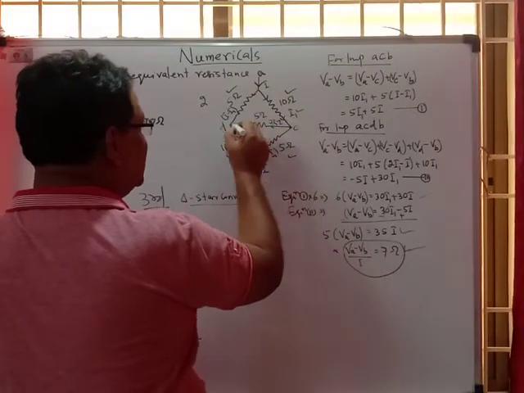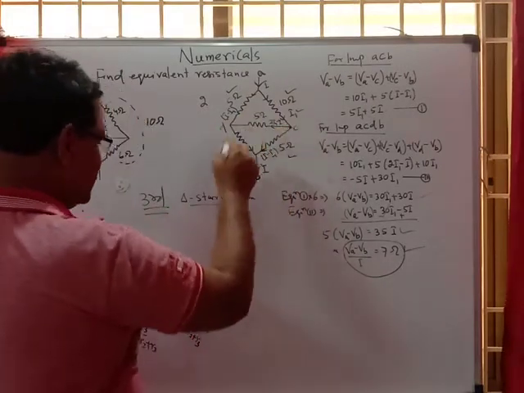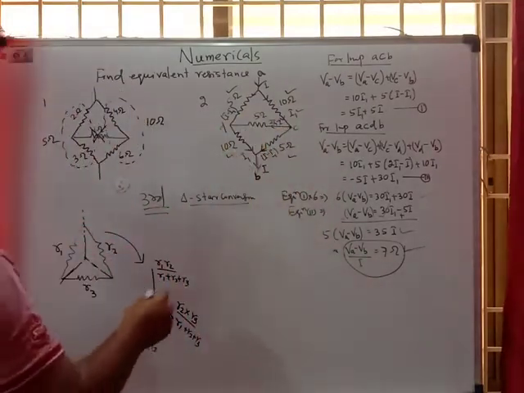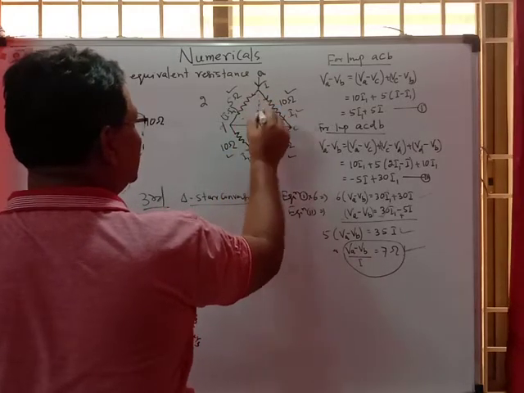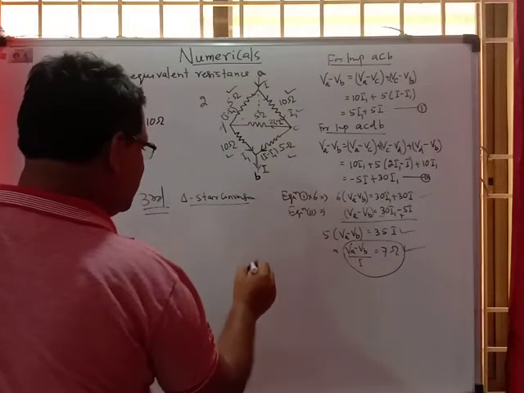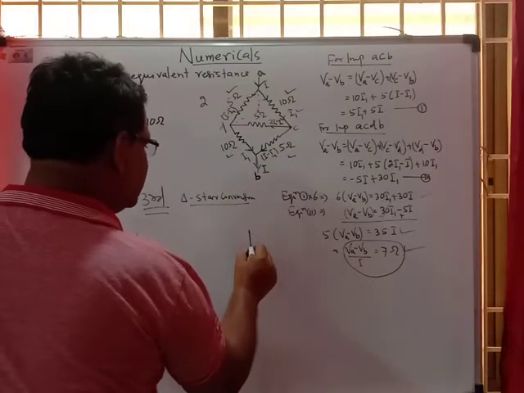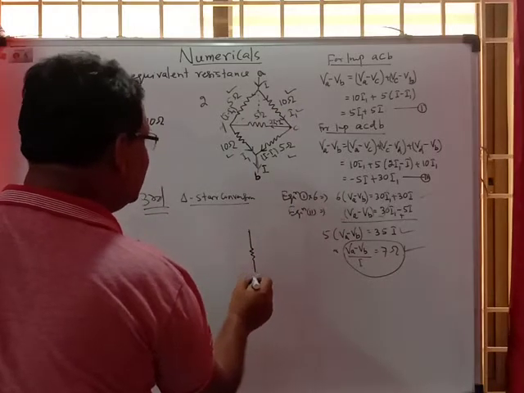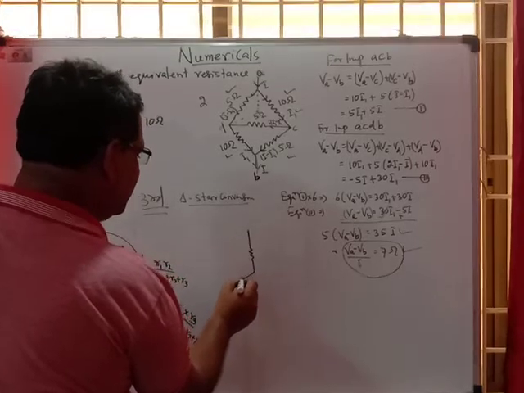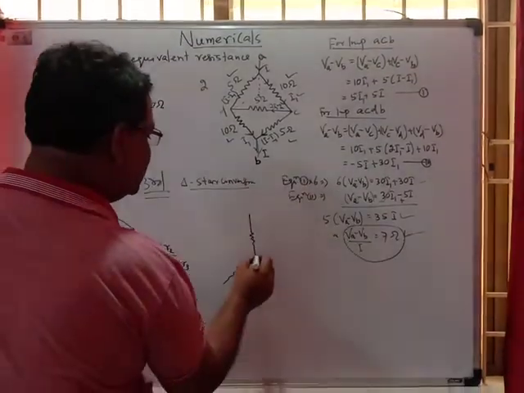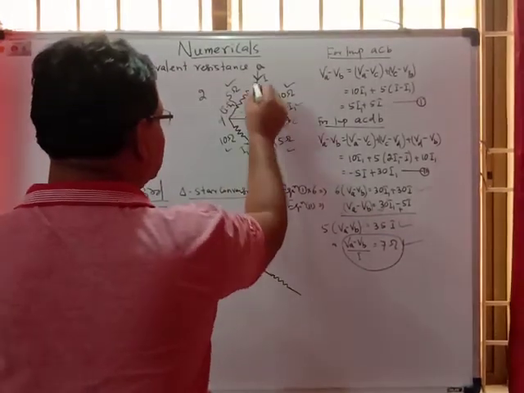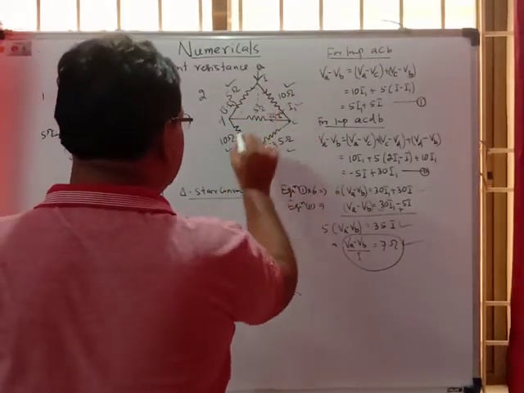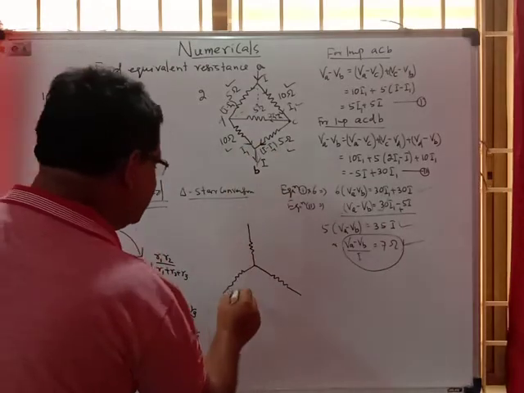How should this delta be converted? You just look here. So this is the delta star method. If you form this one, there will be one resistance here, another resistance here, and this resistor here, because this 3 is already converted. This 3 is converted, remaining is the 10 ohm, which is connected here.